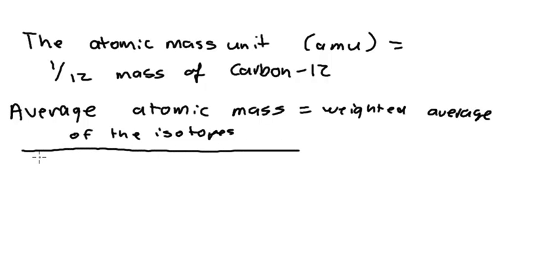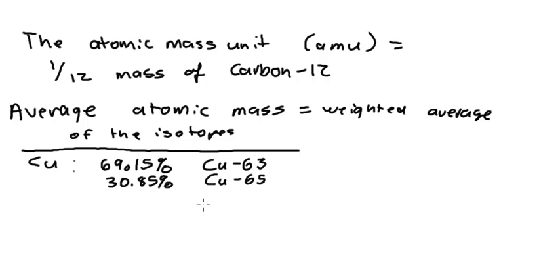Copper, so we have copper, and let's say when you find naturally occurring copper, 69.15% of that copper is copper-63, so it has mass number 63. 30.85% is copper-65. And let's see, does that give us 100%? Yeah, that gives us 100%. So those are the two isotopes of copper.